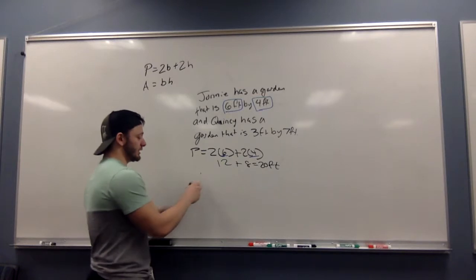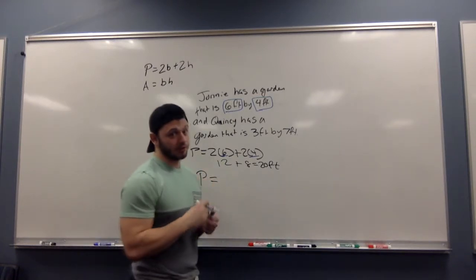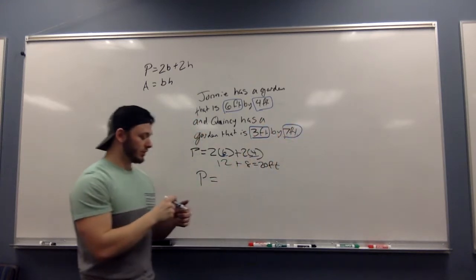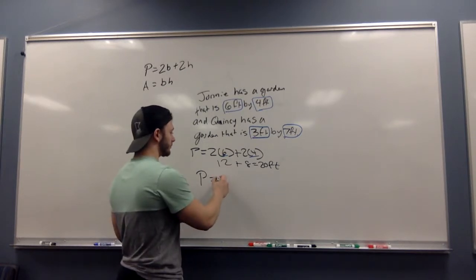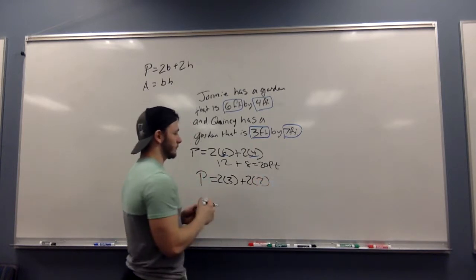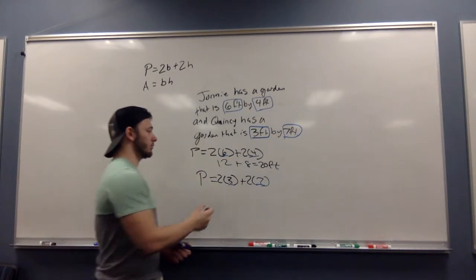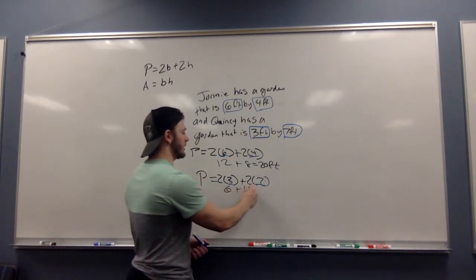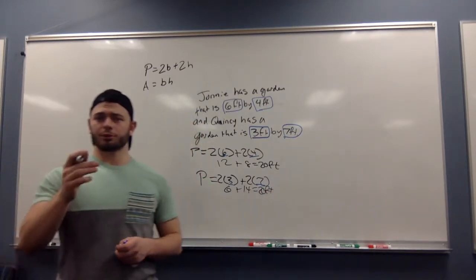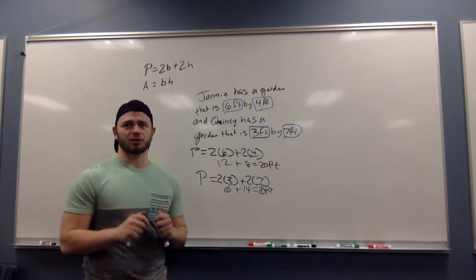So now let's calculate Quincy's. And the keywords in Quincy's are 3 and 7, because that gives you the base and the height, which is shown right here. So now we got 6 plus 14, which equals 20 feet. Their perimeter is the same, even though they have different size gardens.